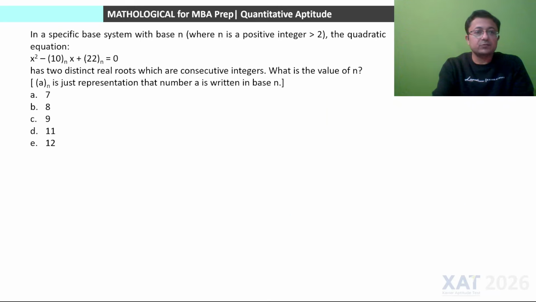Let's move ahead. Next question. In a specific base system with base n, where n is a positive integer greater than 2, the quadratic equation x square minus 10x plus 22 is equal to 0 has two distinct real roots which are consecutive integers. So what is the value of n? Importantly, the values given to us, 10 in base n, mean that the number is written in base n.